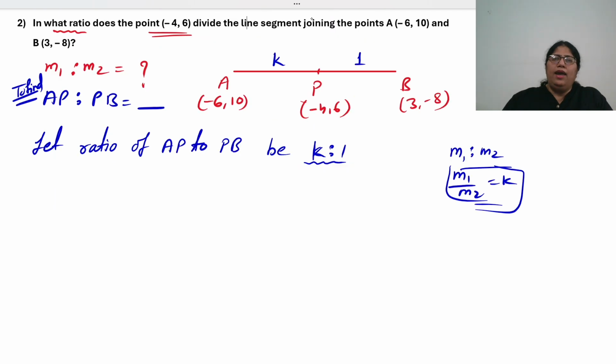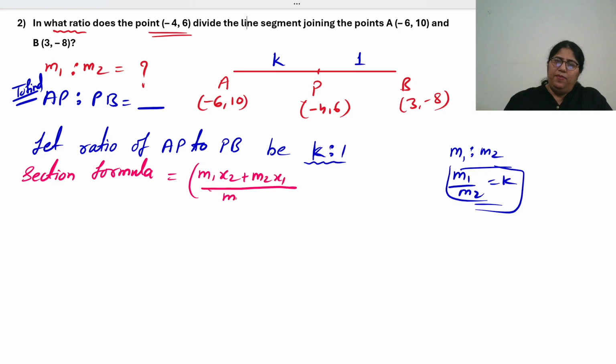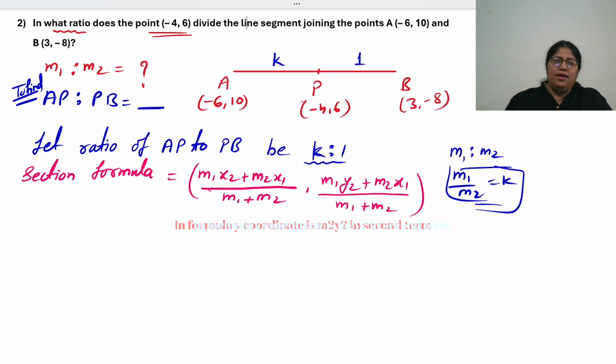Again, because ratios are given and points are known, what can I use here? Section formula. So let us first take the section formula. What is your section formula? The x coordinate is (m1 x2 + m2 x1) by (m1 + m2). Keep writing the formula for every question so that it comes into your muscle memory. You should not forget any of the formulas, whichever chapter you are learning.